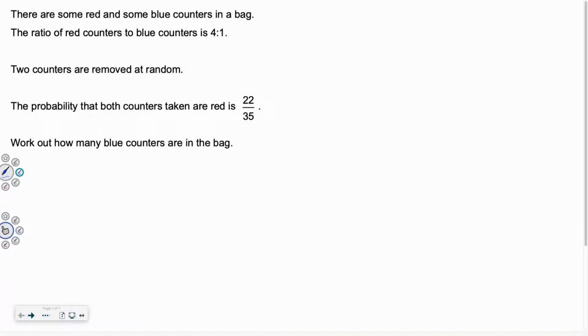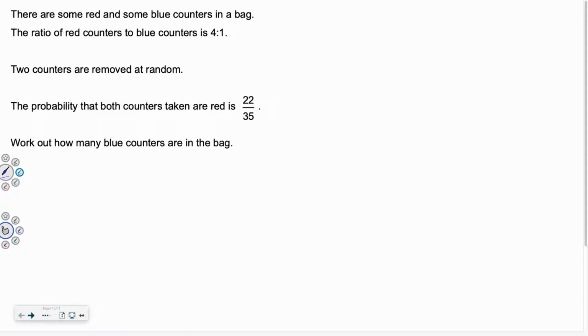Okay, so in this video we'll be working through a solution to a probability GCSE question that was sent in by a student. It says there are some red and some blue counters in a bag. The ratio of red counters to blue counters is 1 to 4. 2 counters are removed at random. The probability that both counters taken are red is 22 out of 35. Work out how many blue counters are in the bag.